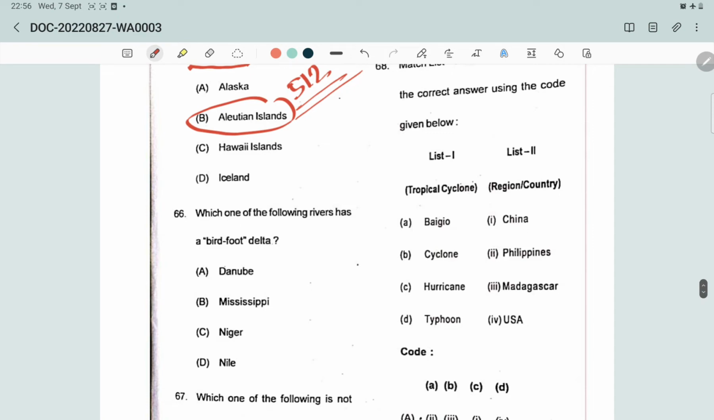Question number 66. Which one of the following rivers has a bird's-foot delta? The options are Danube, Mississippi, Niger, Nile. And the correct answer would be the Mississippi. The Mississippi River forms a bird's-foot delta as it empties into the Gulf of Mexico.